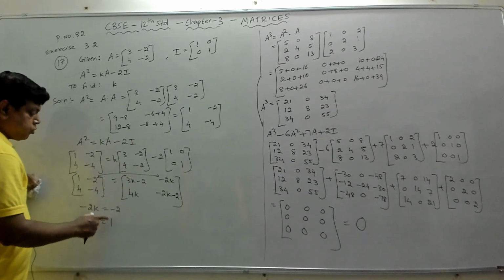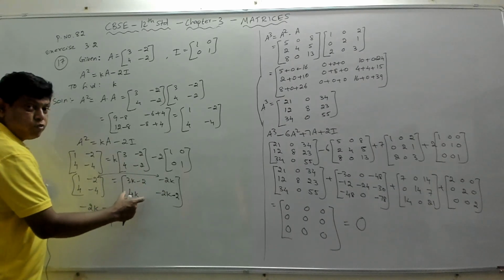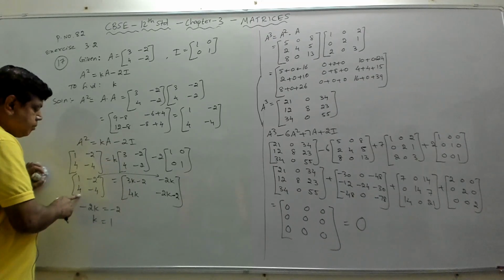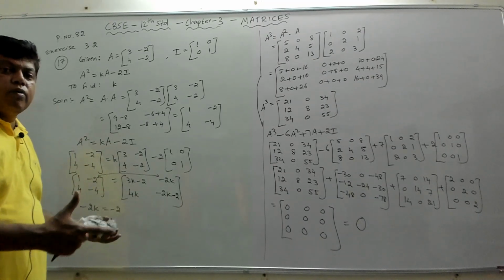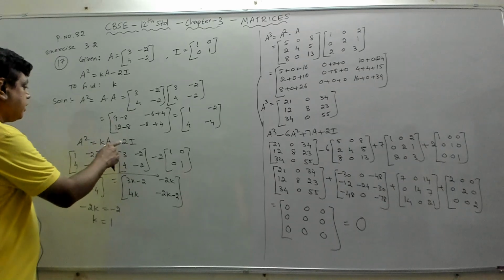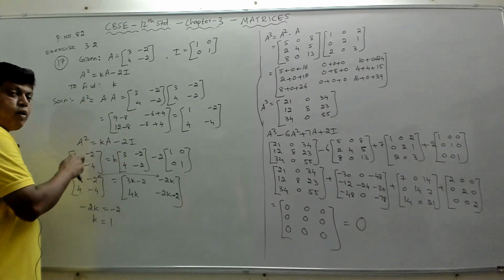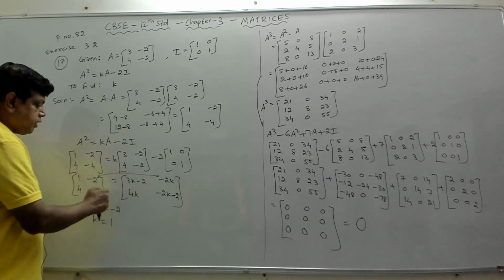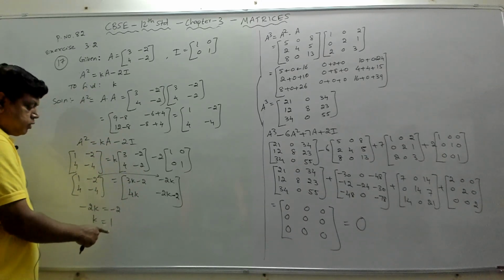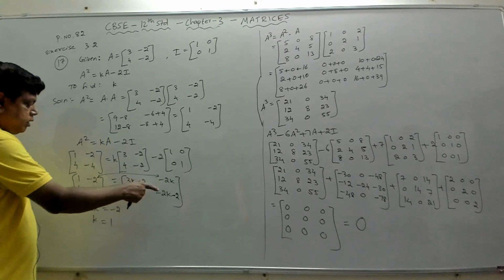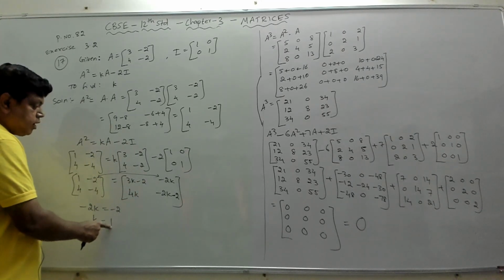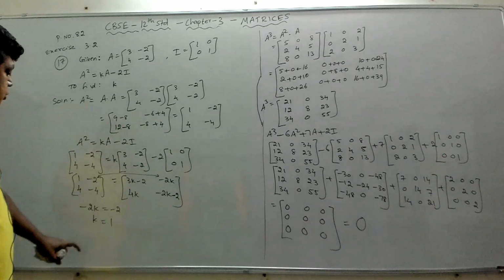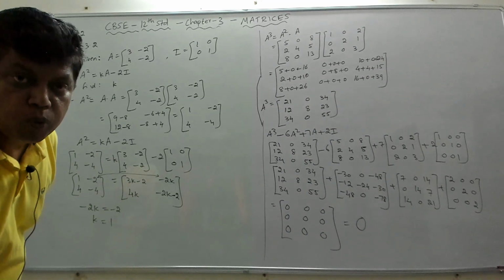Suppose you substitute k equal to 1 in the other three, and one of them does not satisfy the element that is coming here, then no value of k will satisfy this condition. At that time we'll say no k will satisfy it. But here that is not the case. Once you substitute k equal to 1, all the elements are matching. So the answer is k is equal to 1.